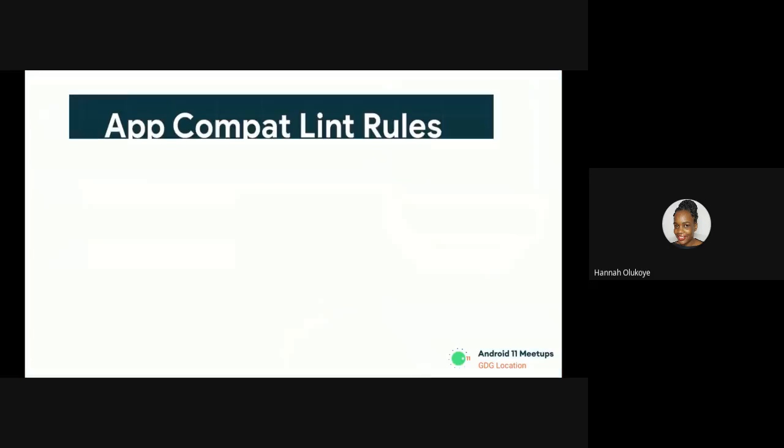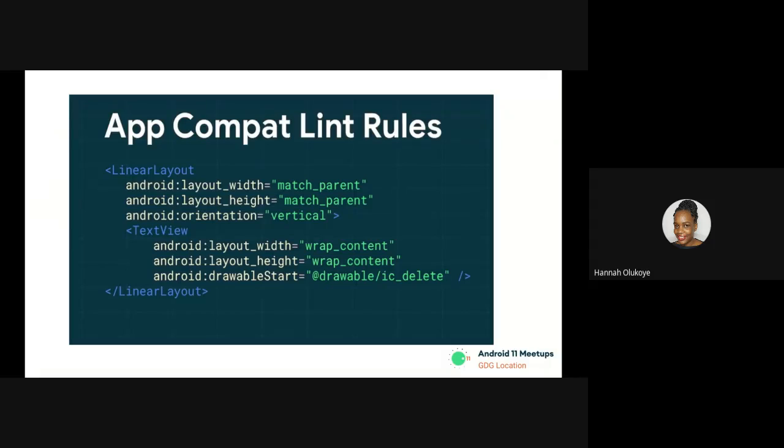So for the lint rules, this is an example of what you'd get to see when you're in your XML layout file. When you have your text view property, for example, I'll use the one at the bottom that talks about your drawable start. Previously, this is what we used on Android Studio, and now you'll be getting a warning to remind you to change this bit to use app instead of the Android. Yeah, that's basically it for the lint rules.